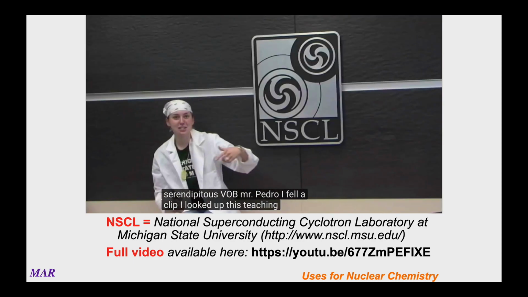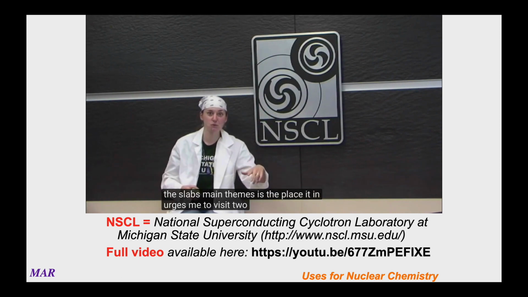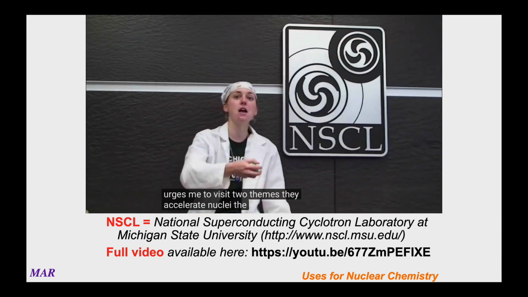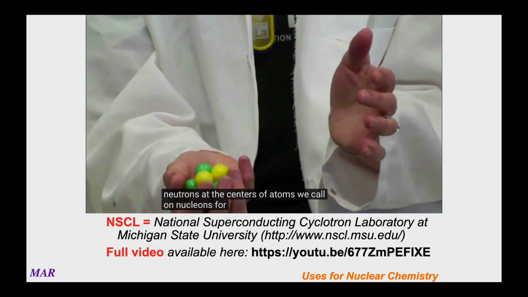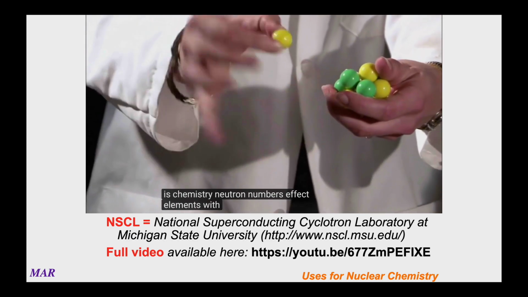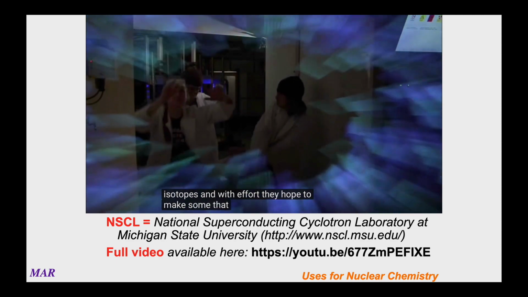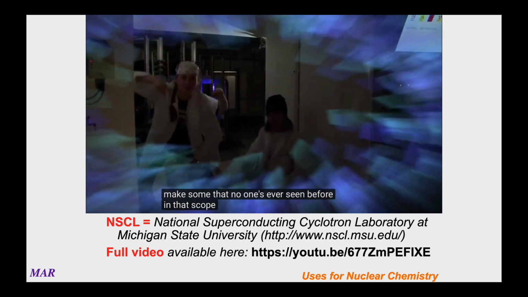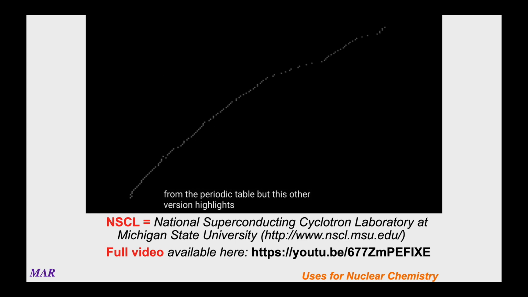As teaching is one of this lab's main themes, it's the place to introduce me to physics with beams. They accelerate nuclei, the protons and neutrons at the centers of atoms. We call them nucleons. Protons define the element, it's chemistry. Neutron numbers affect elements with subtlety. They define the isotopes, and with effort they hope to make some that no one's ever seen before, and that's dope. So you know the elements from the periodic table, but this other version highlights isotopes that are stable.